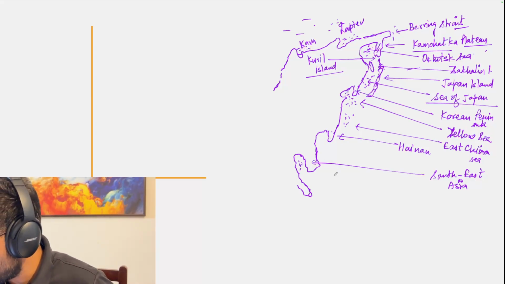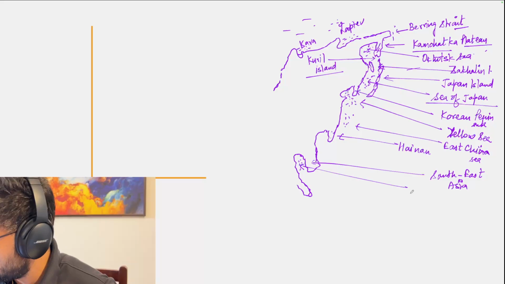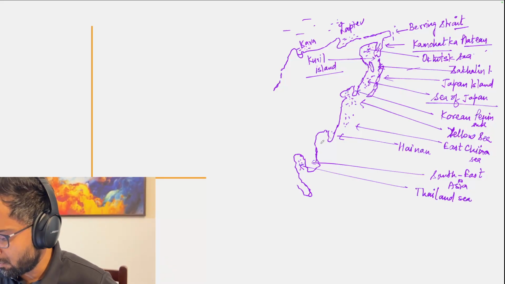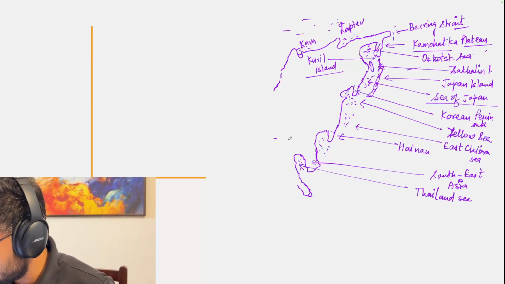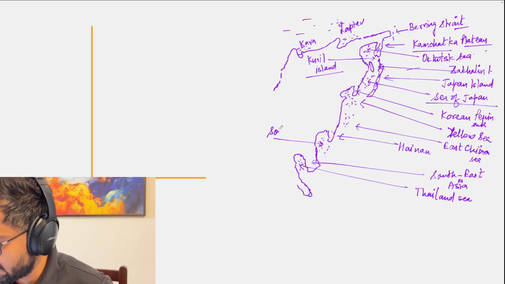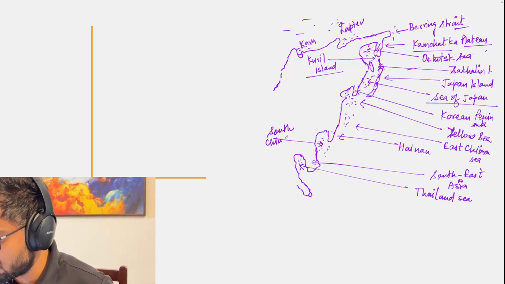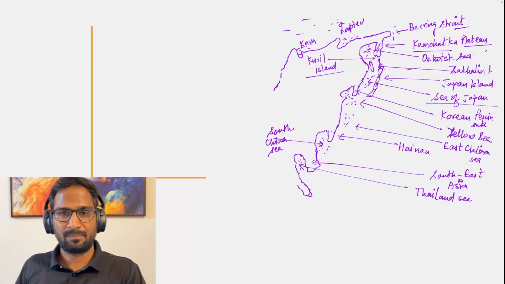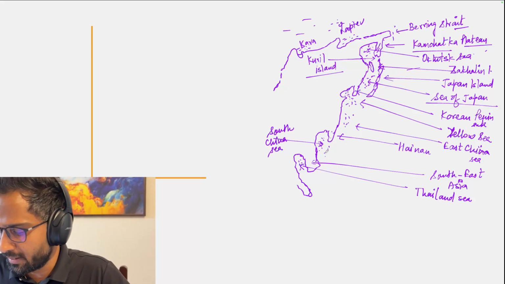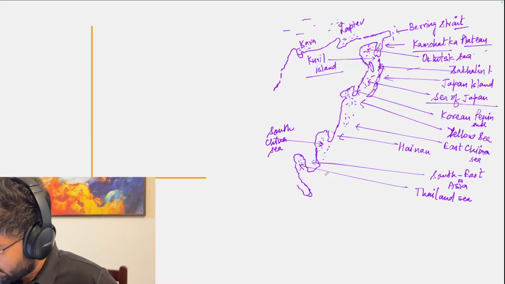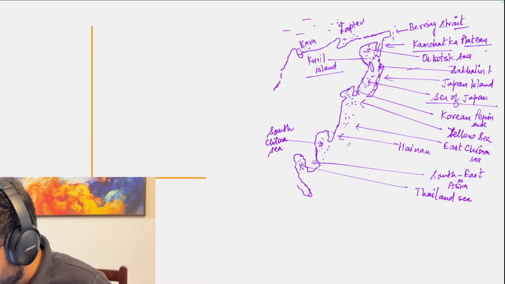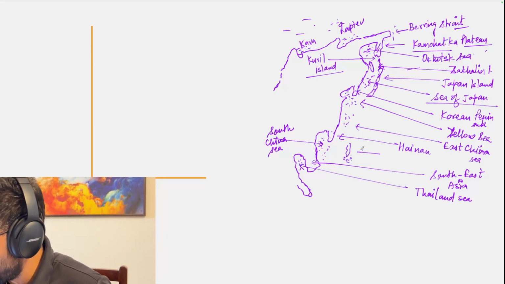This sea is called Thailand Sea or Sea of Thailand. Obviously, over here also you are seeing a sea. This sea is South China Sea, which remains in news for a number of reasons. Every now and then you'll find this sea to be in news. So that is south of East China Sea. Then over here you will come across a group of islands called Philippines.